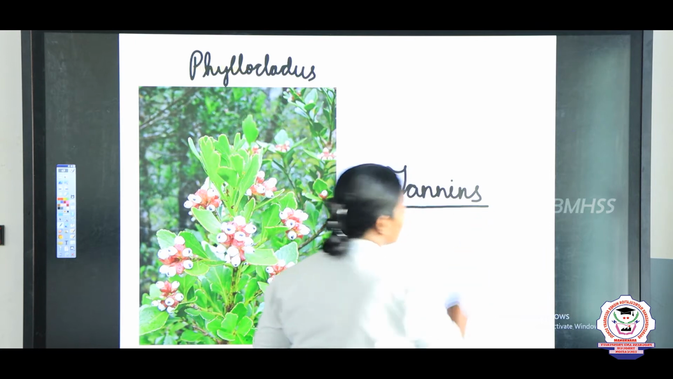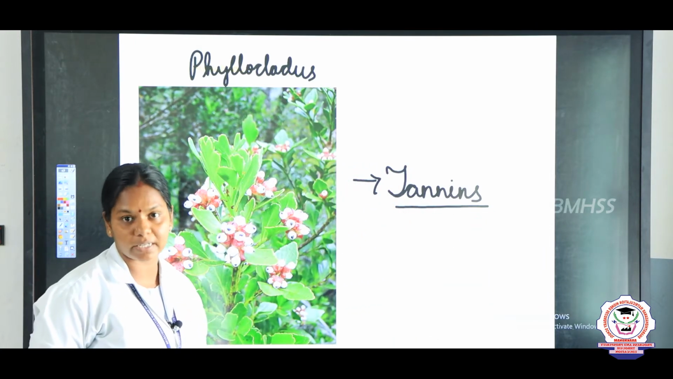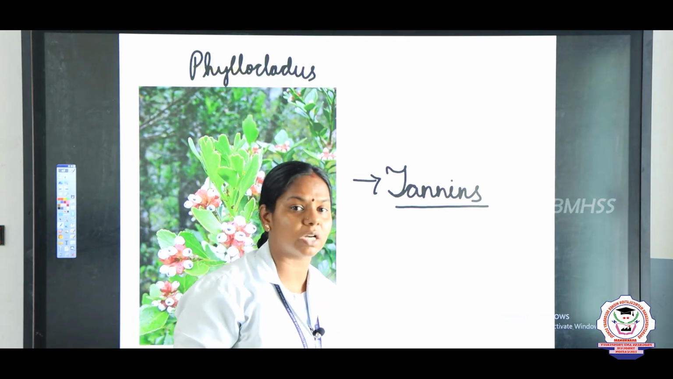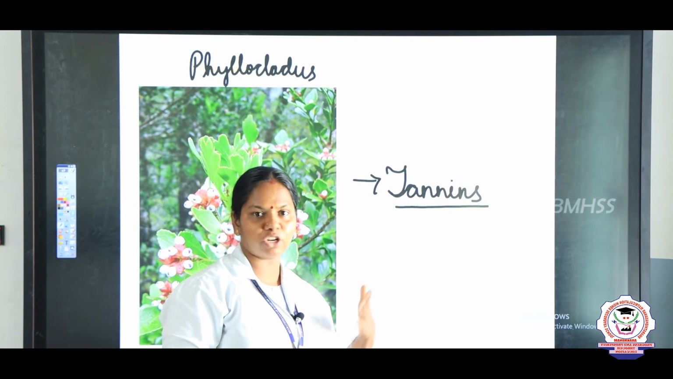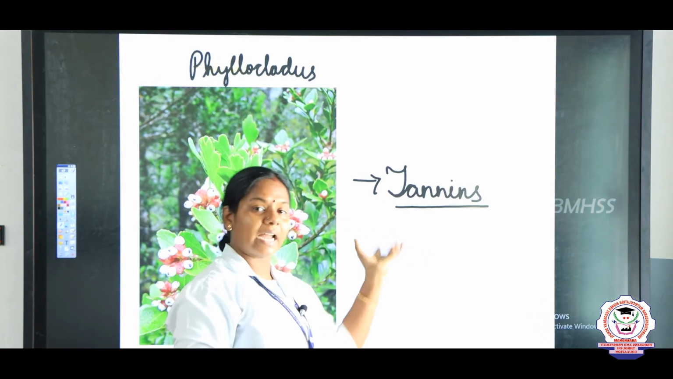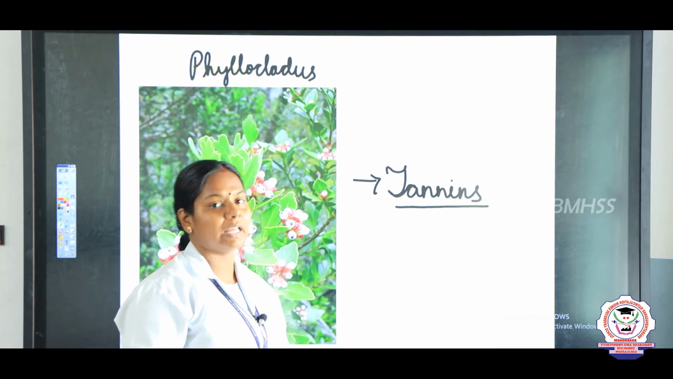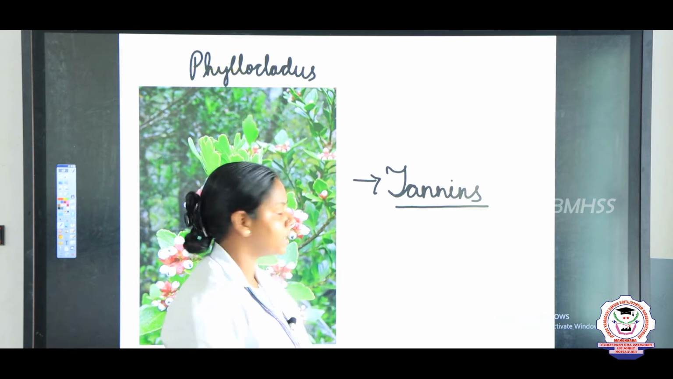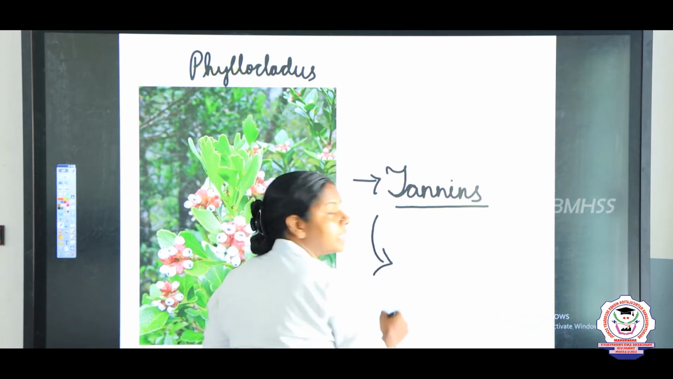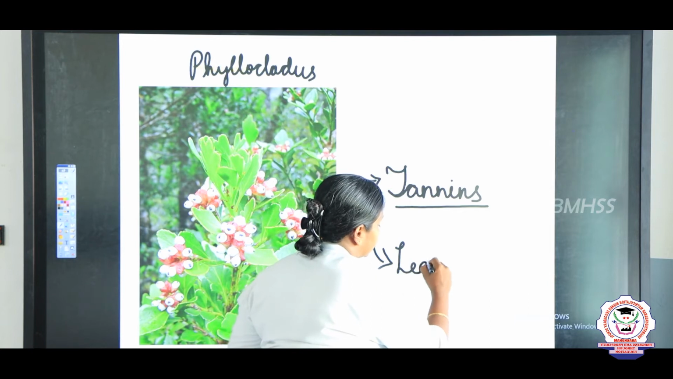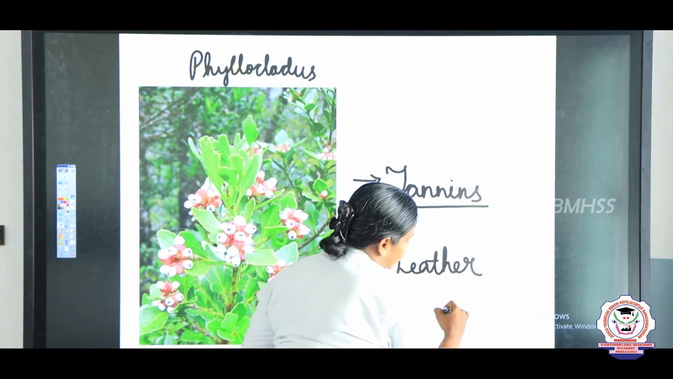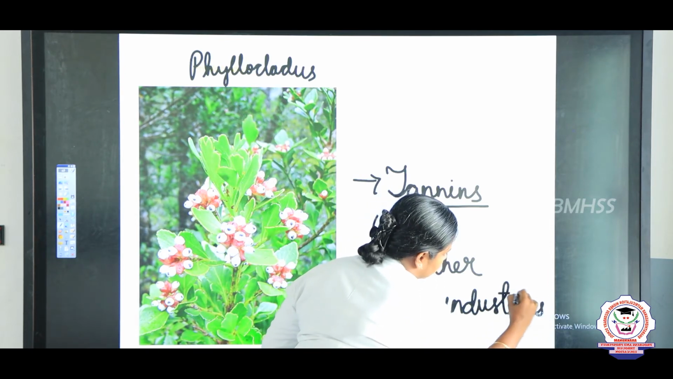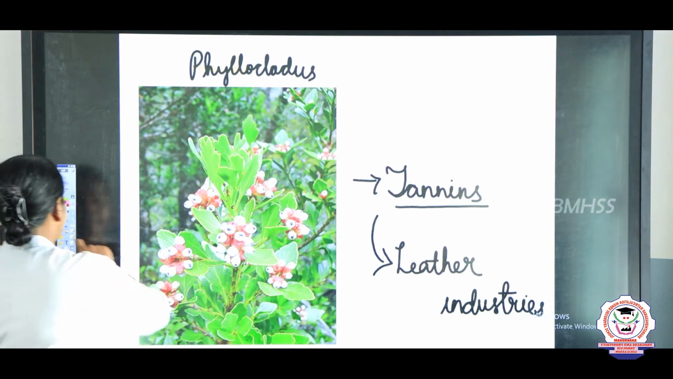Tannins are used in the leather industries in the processing of leather. From where do we get the leather, children? From the hides of the animals, the skin of the animals. From that, the tannins are used in the processing of the leather. The tannins are helpful in darkening the leather. Where is it used, children? The tannins are used in the leather industries.